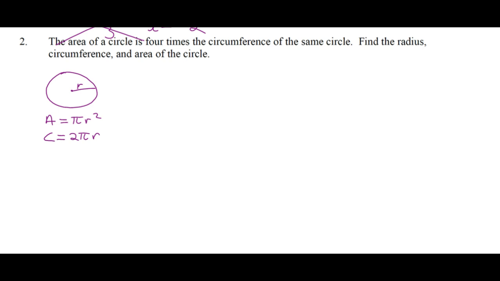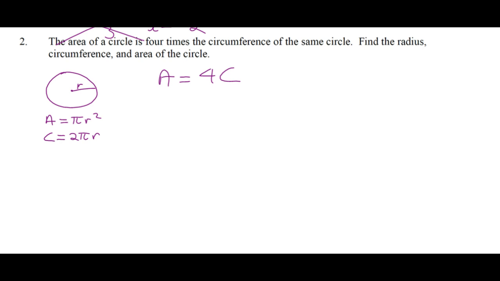Yeah, it should be organic. Normally, circular reasoning is not going to win you the argument. The area of a circle is 4 times the circumference of the same circle. Okay, so area is 4 times circumference.